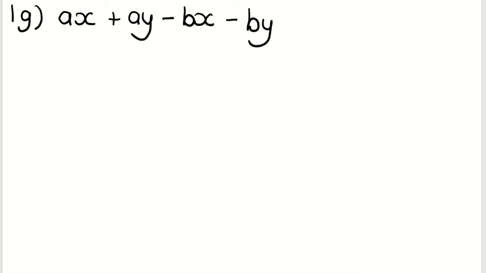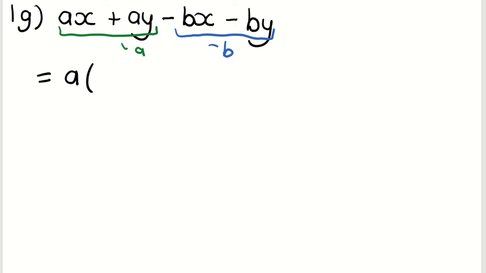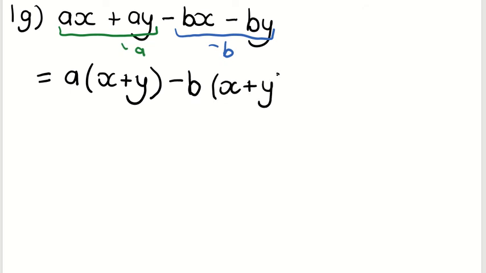Okay, julle, nou sit hier by nommer 4. So ek kyk eers wat kan ek uithaal. Definitief kan ek A uithaal. En die laaste twee kan ek definitief minus B uithaal. Alright. So then I'm left with A and then in the bracket x plus y. And then minus b, if we divide by minus b, we are also left with x plus y.